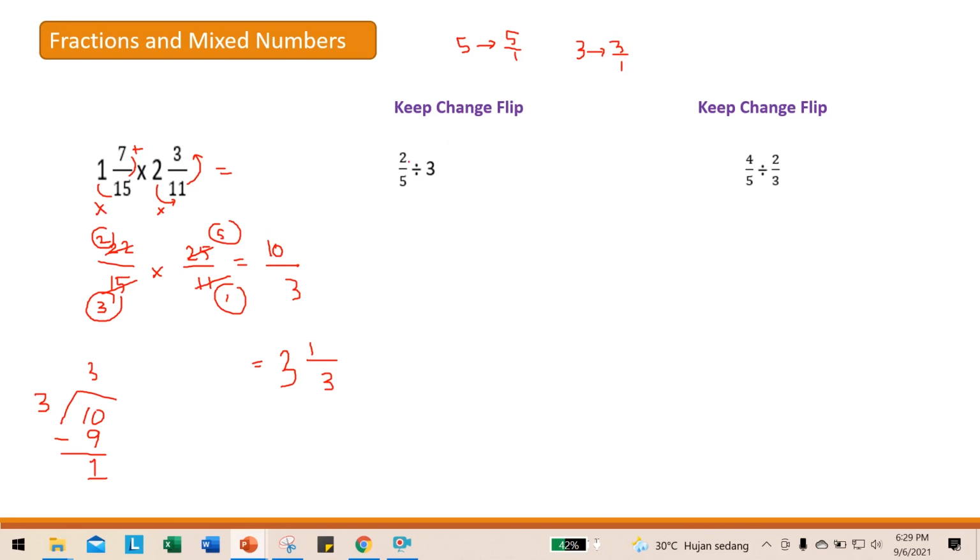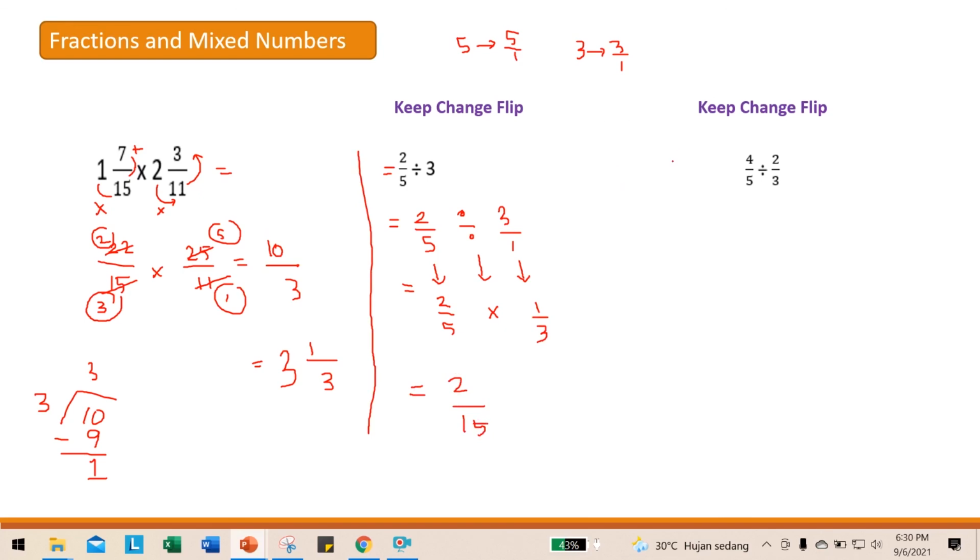So this one, 2 out of 5 divided by 3. So 2 out of 5 divided by 3 out of 1. Keep the first fraction, then change its sign into multiplication and flip the second fraction, 1 out of 3. So the answer is 2 out of 15.